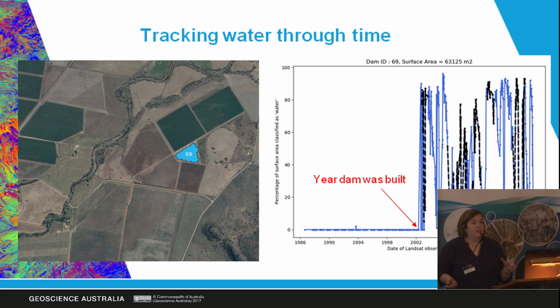Once you have a time series, you can start to do all these really awesome things. So for this particular water body, we know that it's man-made, or we believe that it's man-made, because we can see the year that it was built. So we can start doing automatic processing on these time series to pull out information like the year it was built. And if we want to, we can develop a flagging system to see when it's filling and emptying.